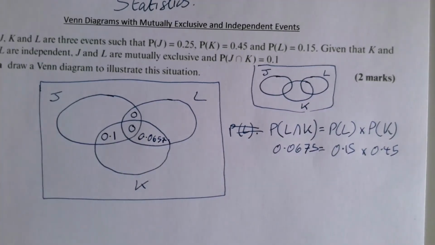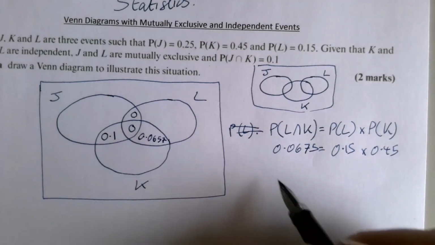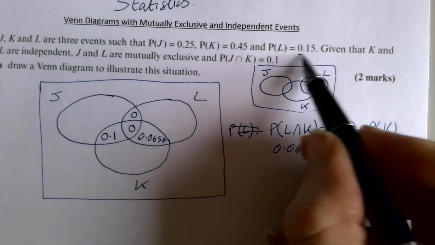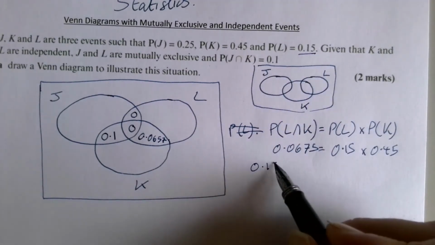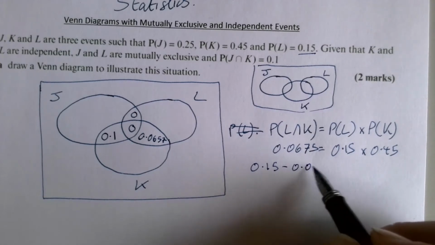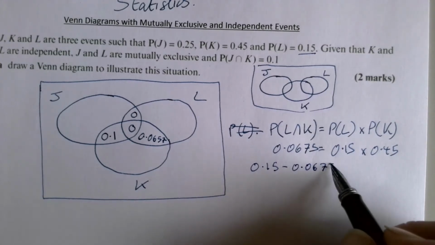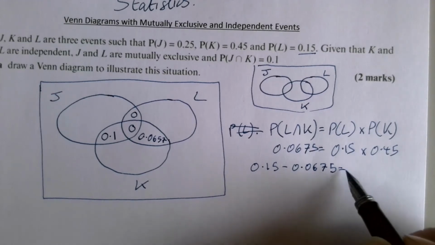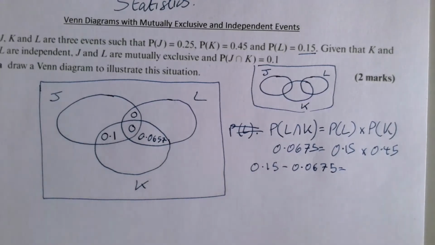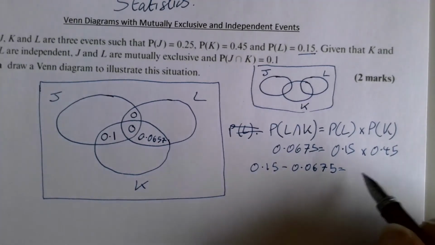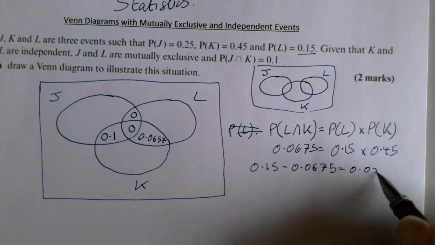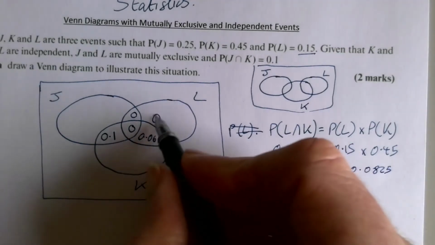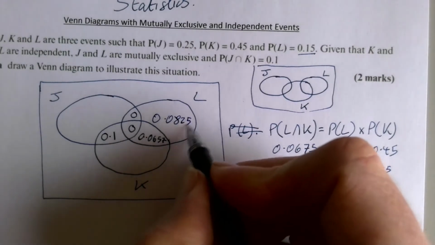And now that I know that, I can do this bit by, I know the probability of L is 0.15, so 0.15 take 0.0675 gives us 0.0825, so I can pop that in there.